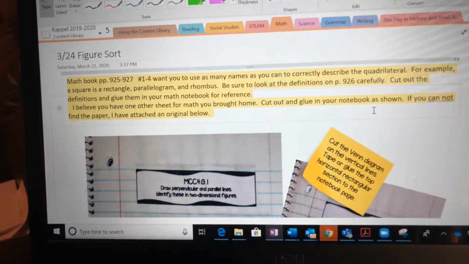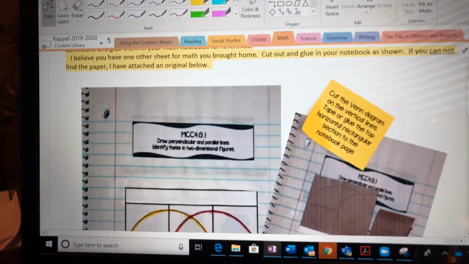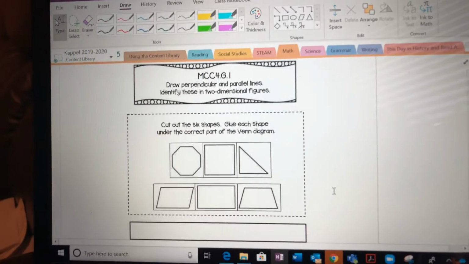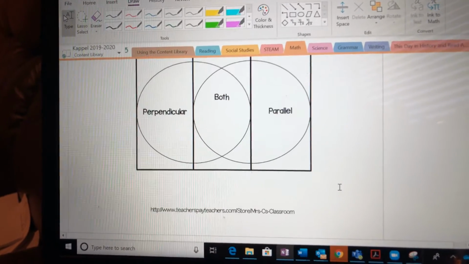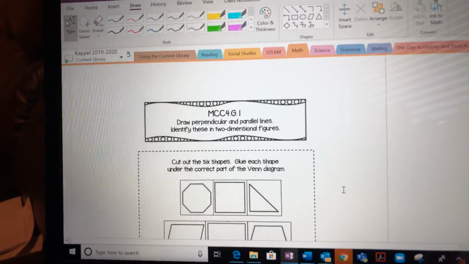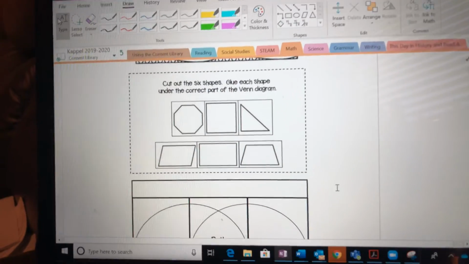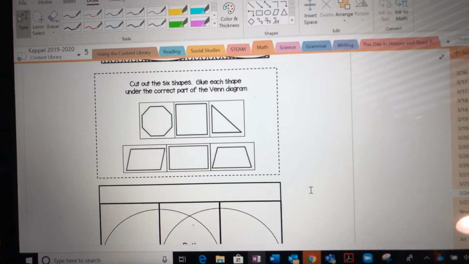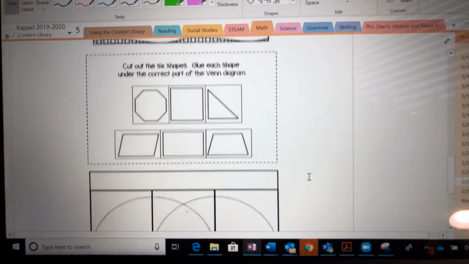Then you should have, and I discovered this with a picture that Jack's mom had posted, I believe you have one more page that you brought home. It looked something like this. If you don't have that, you can print this page. But basically what we're going to do here is we are going to cut out these 6 shapes. Hopefully you know the names of all those shapes. If not, use your resources to find them out. We can talk about them tomorrow.